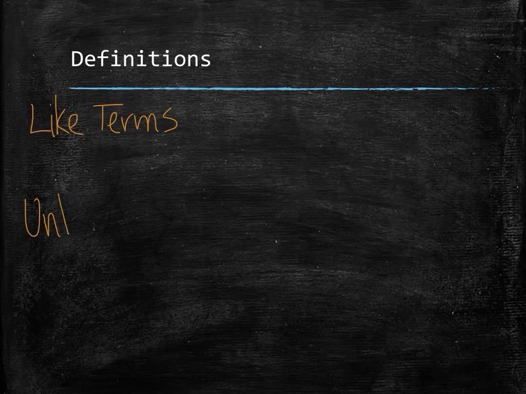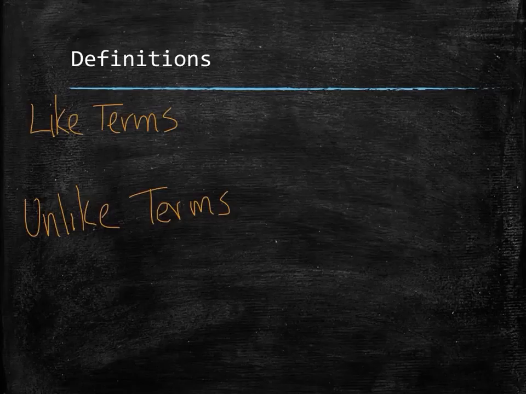Unlike terms is our second one. Unlike terms are terms with different variables or terms with the same variable but the variables are raised to a different power. Let's show you what I mean here.